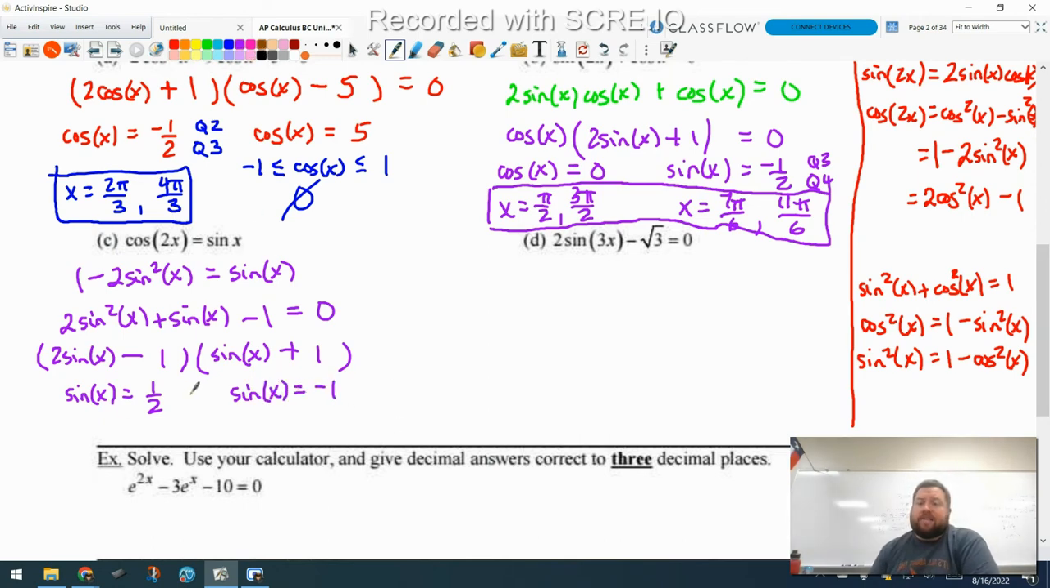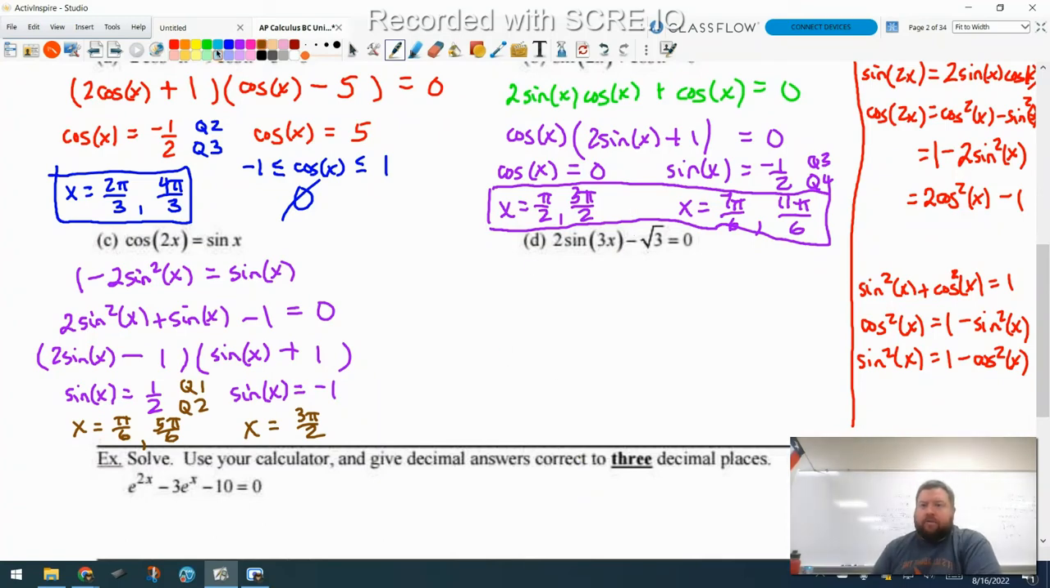All right, so sine is positive in quadrant 1 and quadrant 2. Sine is equal to 1/2 at the pi over 6 locations. So quadrant 1, that's pi over 6. Quadrant 2, that's 5 pi over 6. Sine x is equal to negative 1 at 1 location, 3 pi over 2.